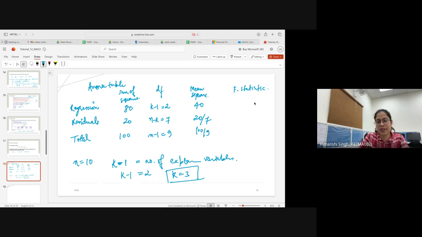The F statistic basically depends on these two terms; it is the ratio of these two terms. That is 40 divided by 20 over 7, so it will be multiplied by 7. So 2 times 7 is 14, and the value of the F statistic will be 14. So it was a simple question. You just have to make the ANOVA table and find these values. I hope this is clear. There is nothing much in this.